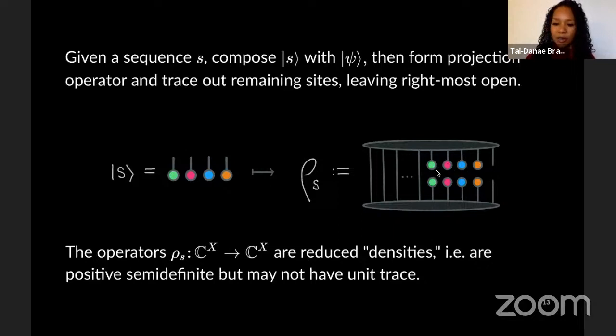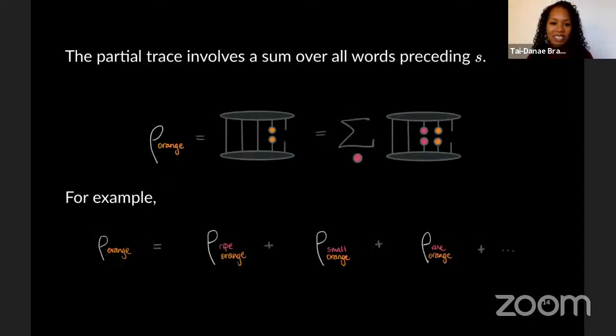Now I plugged in my word to my sequence to the right, but you could imagine plugging in everywhere and tracing out the remaining sites and see what you get. That's fine. The point is, because this is obtained by the partial trace, I'm going to refer to this as a reduced density operator. It's not quite a density because its trace may be less than 1, but it's certainly positive semi-definite.